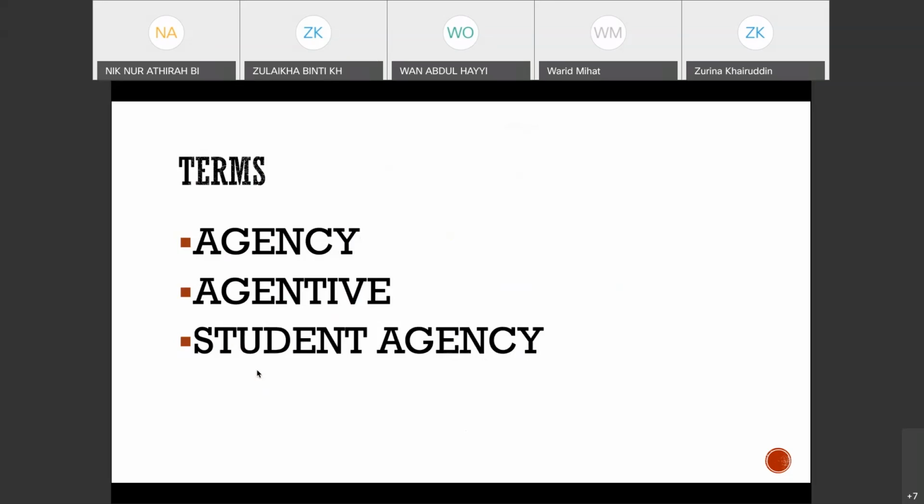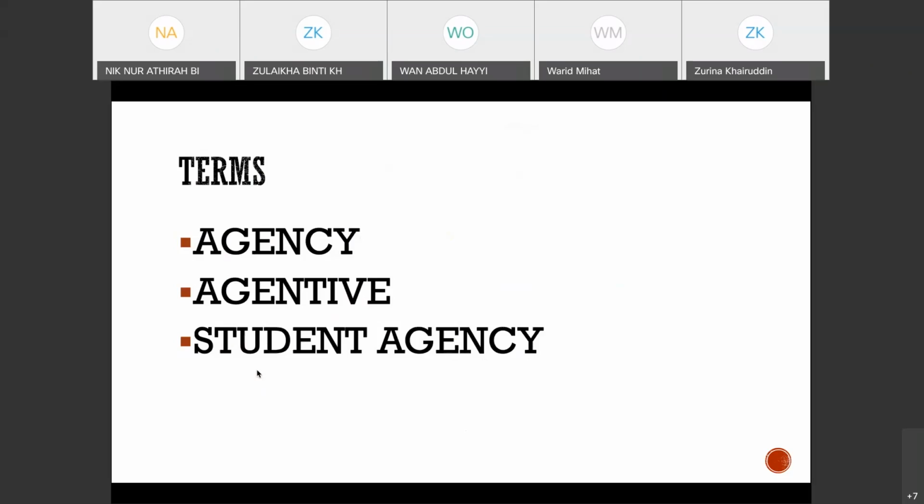Being agentive is basically taking a role. So when we say we are agentive, that means we take the role, we take the position, we take the decision to make based on our own perceptions, based on our experience. So we decide, okay? And student agency particularly is the fact that they have the ability to take control, to decide on things, to decide on how they want their learning experience to be, you know.